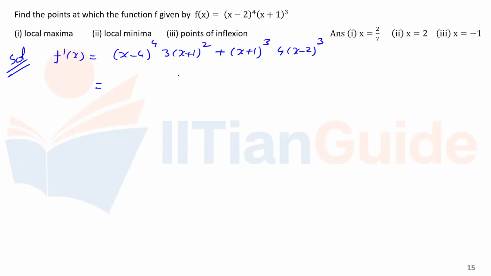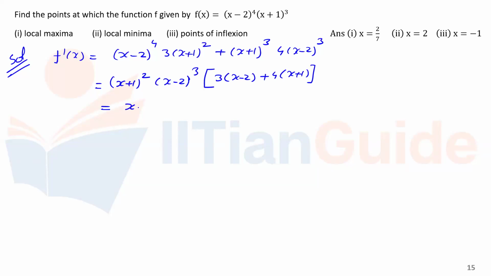What I can do, I can take x plus 1 whole square common, and I'm getting x minus 4. And something wrong I have written x minus 2. It is x minus 2, it is not x minus 4. I can take x minus 2 whole cube common also. Okay. After that, we are left with a term 3 times x minus 2. After that, 4 times x plus 1. Okay. So I need to solve it.